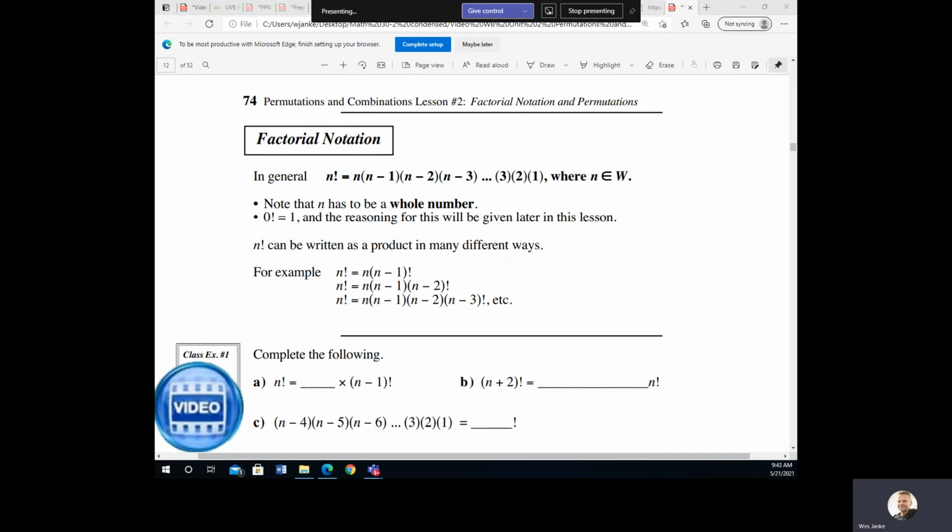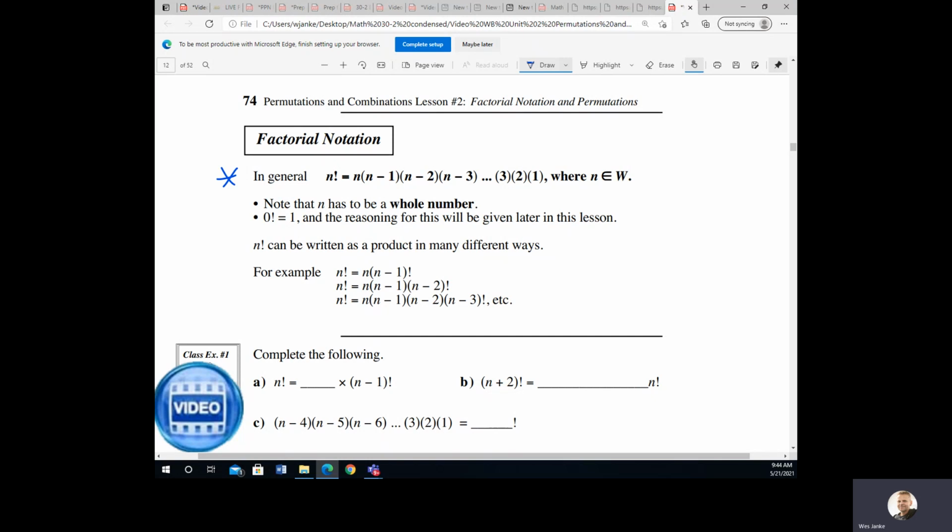Factorial notation. Well, in general, with factorial notation, n factorial equals n times n minus 1 times n minus 2 times n minus 3, and so on until we get to 3 times 2 times 1. And n is a whole number.